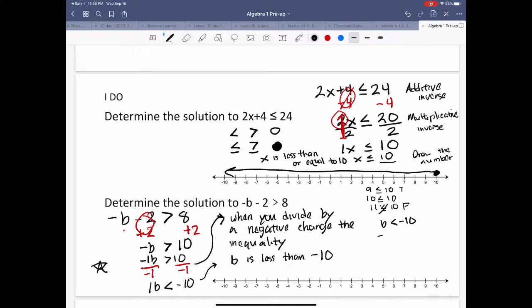Well, negative 11 is less than negative 10. Negative 12 is less than negative 10. Negative 10 is not less than negative 10. So this is true, this is true, and this is false. Since negative 10 is not less than negative 10, we have to use an open dot, and all my numbers are actually going to go this way on my number line, to the left, because that's the solution set that's going to make this true.